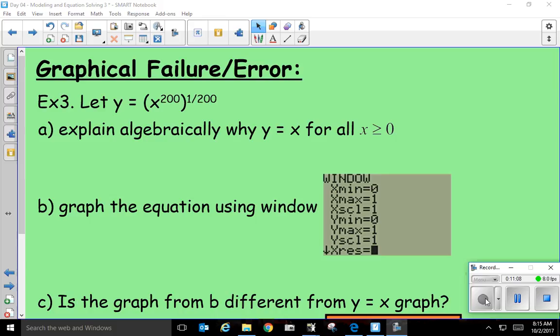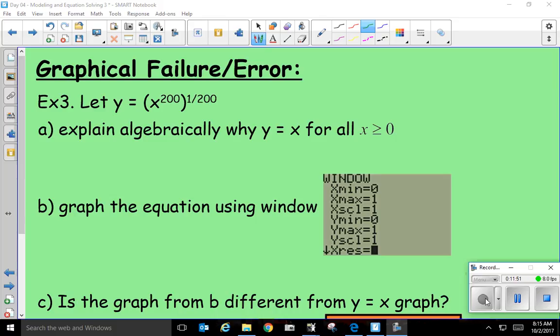Example number 3 of our graphical failure here. We have a function, y equals x to the power of 200, all raised to the 1/200. Now, can anyone, just by looking at that, algebraically explain to me why y would equal just x for all values where x is greater than or equal to 0? He explained the math behind it. All right.